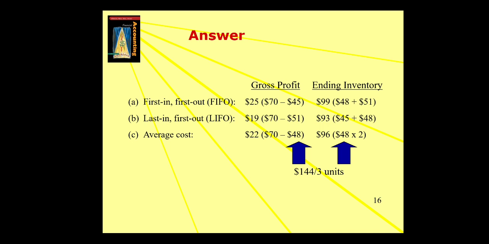And if you use average cost to calculate gross profit, remember you have to calculate the average cost first during the month. So the average cost during the month is 144 divided by 3 units, equal to $48. So very easy. The gross profit is $70 minus 1 unit at the average cost of $48, so gross profit is equal to $22, and the inventory is 2 units times the $48 average cost, equal to $96.